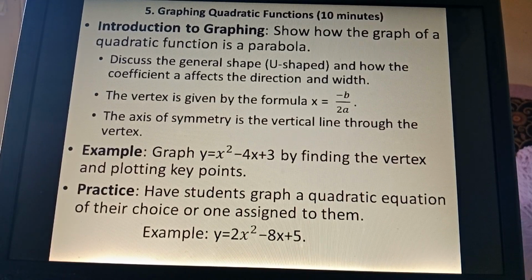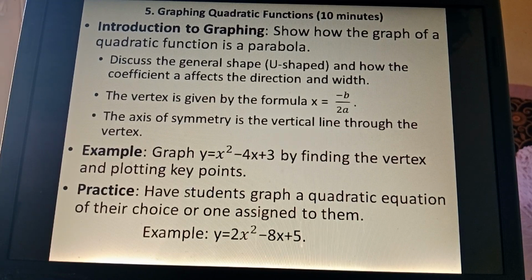Graph y is equal to x squared minus 4x plus 3 by finding the vertex and plotting the key points. Practice. Have students graph a quadratic equation of their choice or one assigned to them.